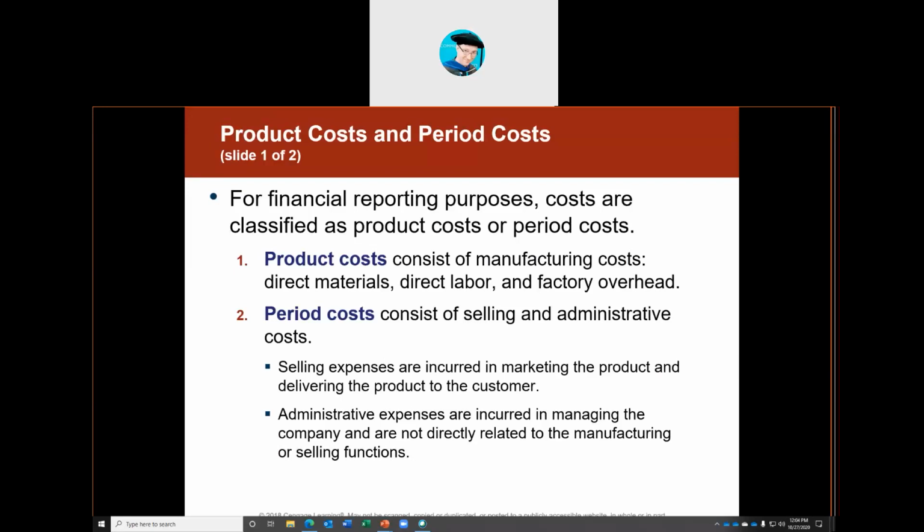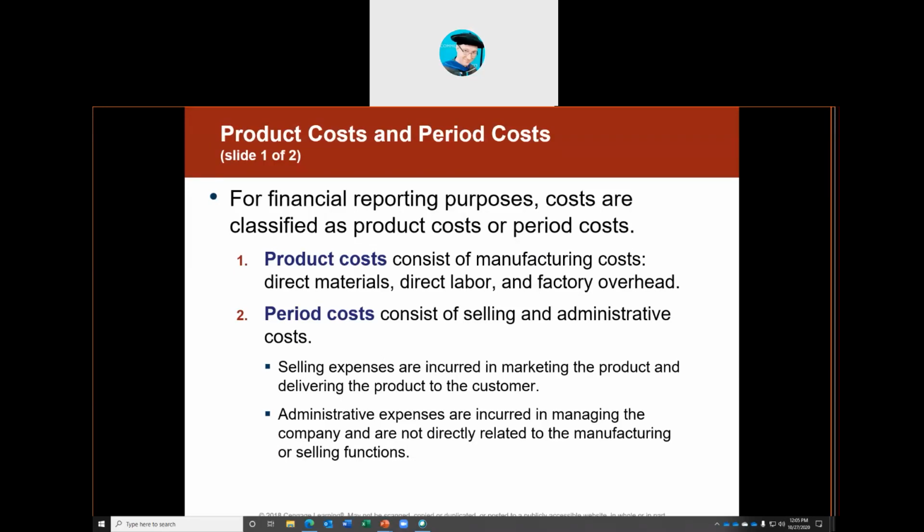For financial reporting purposes, costs are classified into product costs and period costs. You all remember this from Accounting 201. We talked about product cost and period cost. Product cost, as you know, consists of the manufacturing cost. That would be direct material, direct labor, factory overhead. Those are your manufacturing costs. Those are your product costs.